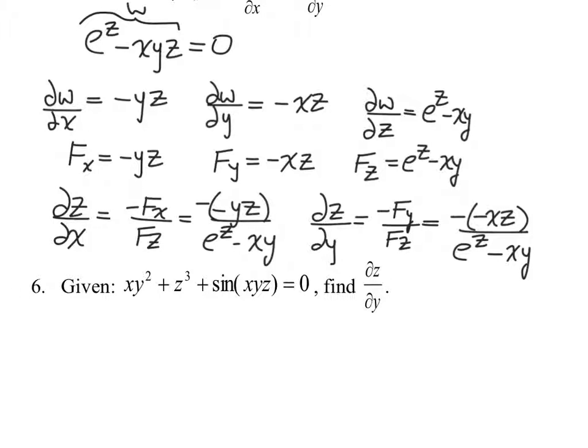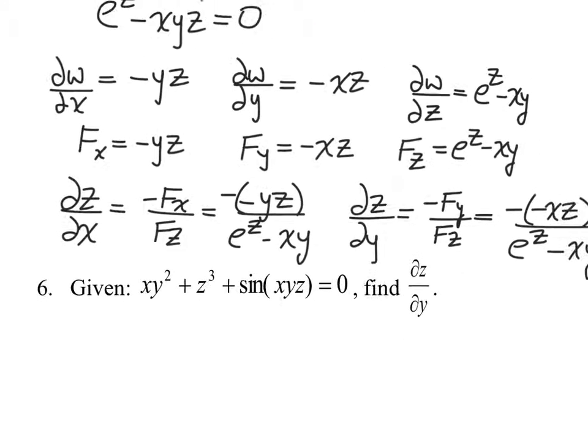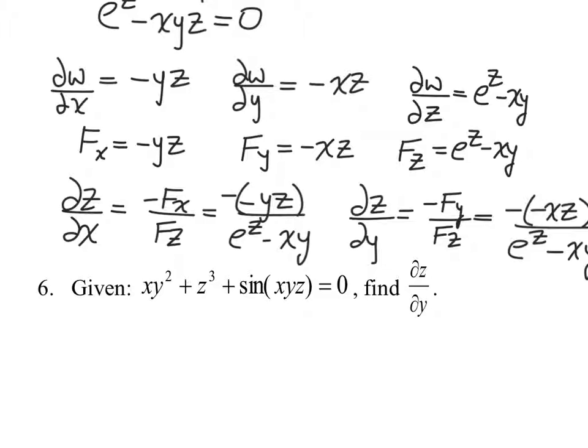And a nice star for you on number 6. This one's not too crazy, just asking us for the partial z with respect to y, which means that I need to determine my partial, because we're defining this function as w, so partial w with respect to y. All right, so not too crazy. All right, we're going to get a 2y times x, or 2xy.